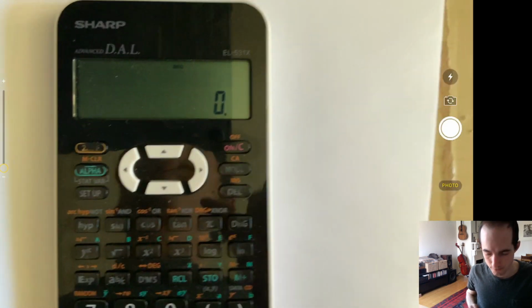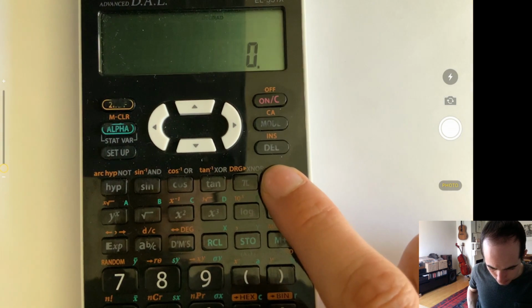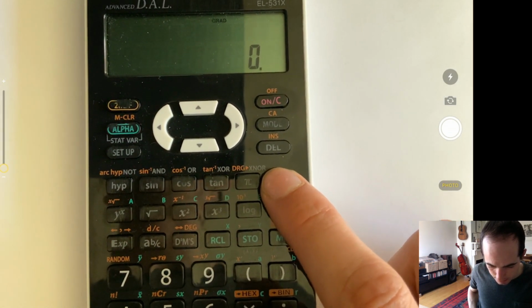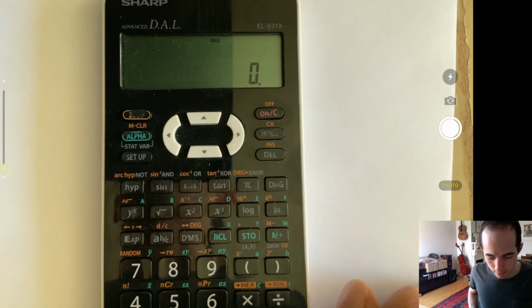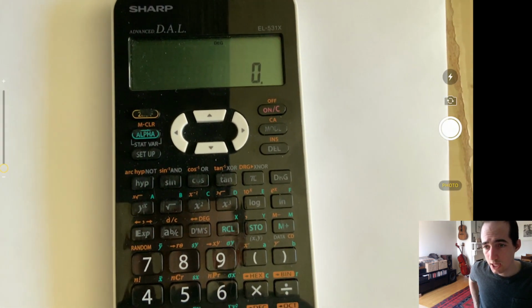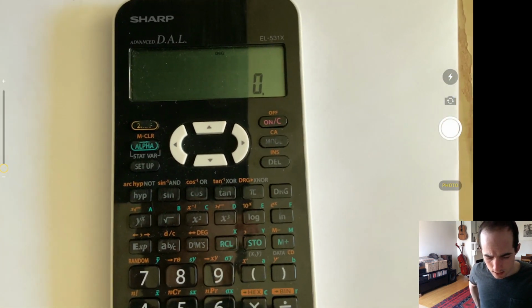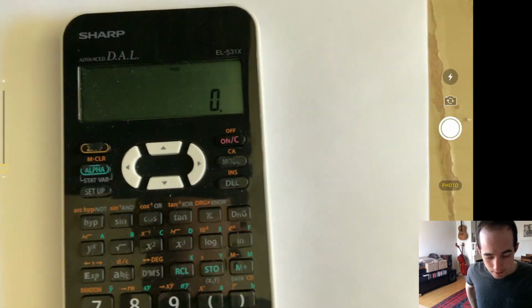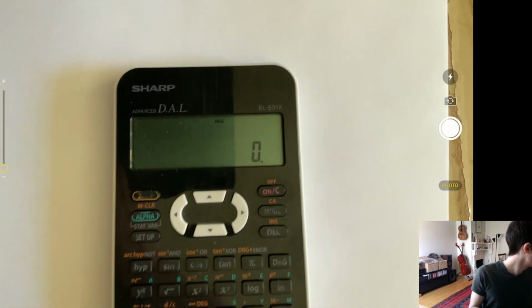High definition. Okay, so here's the degree button on my calculator, and it goes from degrees to radians to gradient. So we just need to make sure that our calculator is on degrees, and on your calculator there should be some kind of indication on the LCD display panel that you are using degrees and not radians.